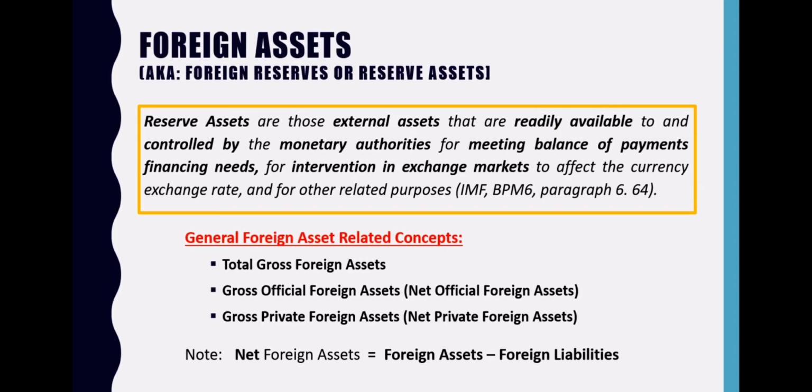So the principal difference then between gross and net foreign assets is, foreign assets minus foreign liabilities will give us net foreign assets. How do we calculate net foreign assets then? Foreign assets minus foreign liabilities.